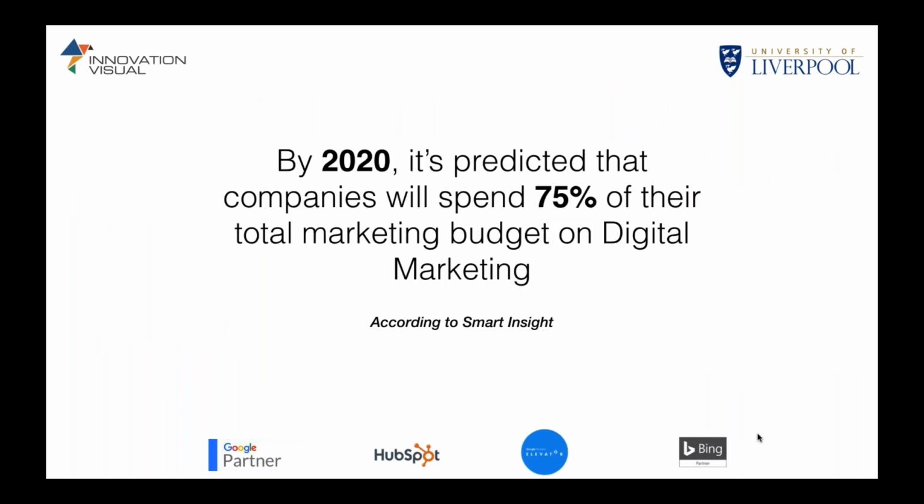So what do these numbers really mean in terms of you and your career? Looking at this massive growth and the fact that it's estimated that by 2020, which is just 2 years away, companies are going to spend 75% of their total marketing budget on digital marketing. What that's really saying is that all of the other channels that marketing incorporates, so TV, press, magazines, radio, direct mail, those things are actually only going to be vying for 25% of companies' total marketing budget.